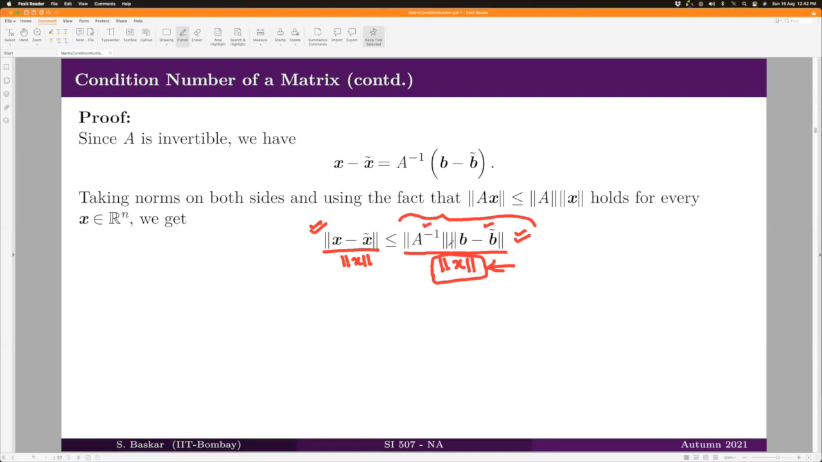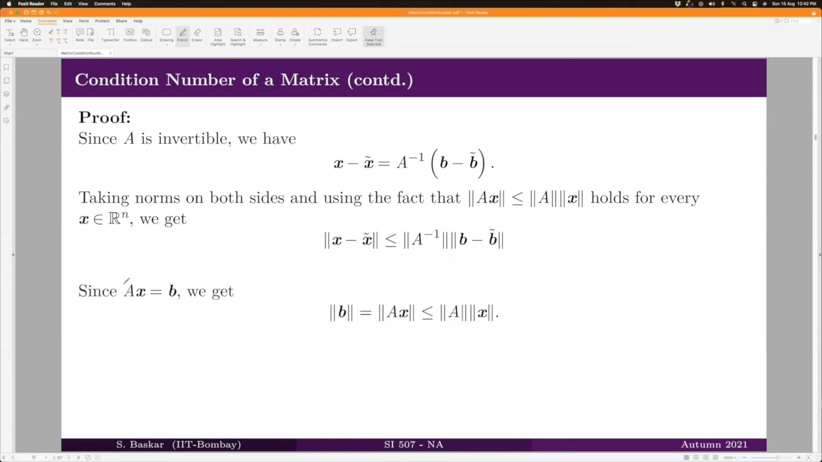Given the vector norm and the corresponding subordinate matrix norm, we can explicitly compute the norm of A inverse and the norm of b minus b tilde. But this is something which is not known to us. Somehow we have to replace it by a known quantity. Let us see what to do for this.